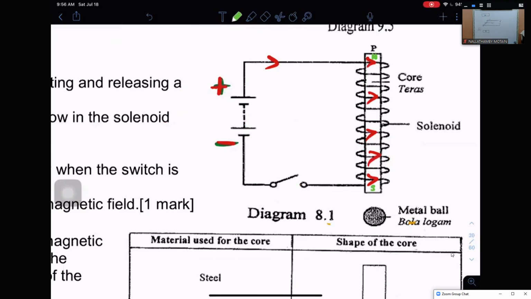The next one is, state the rule used to determine the poles of the magnetic field. How are you identifying the poles of the magnetic field? You are using what? Right-hand grip rule.